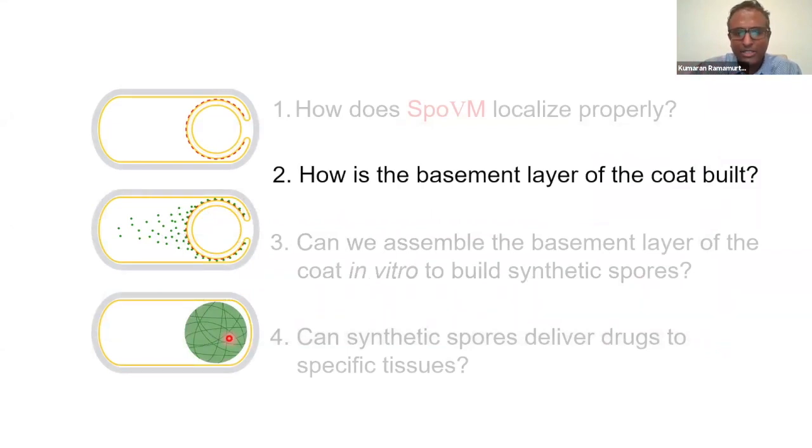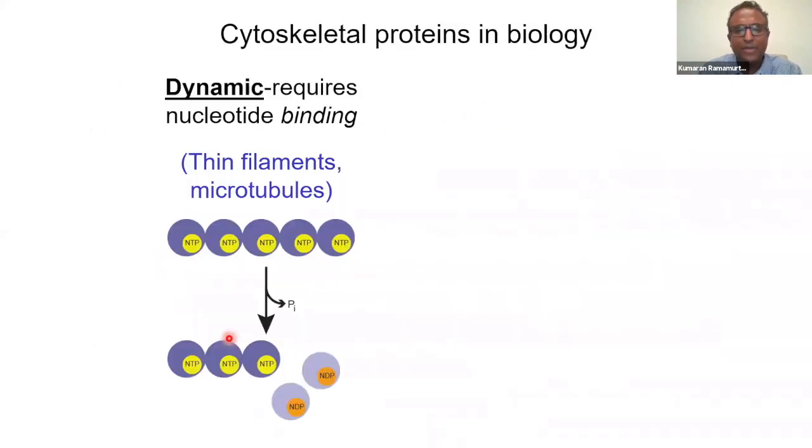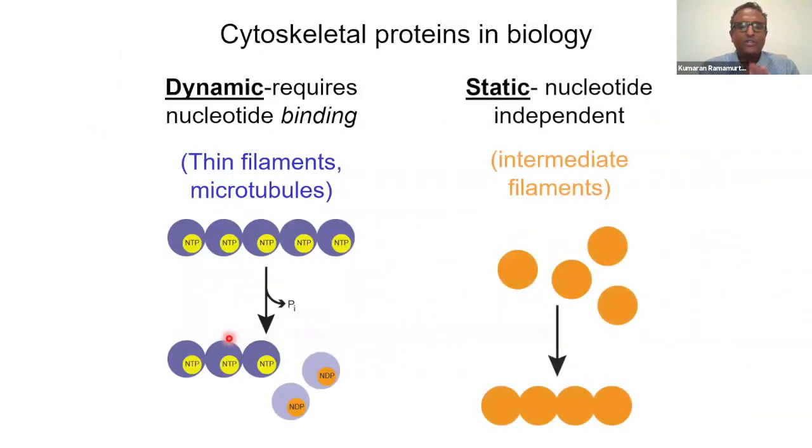Okay, so the second part of the talk I wanted to talk about was how the basement layer of the coat is built. So to do this, I wanted to briefly remind you of cytoskeletal proteins in biology. For the purposes of this talk, there are two kinds. There are the dynamic cytoskeletal proteins, things like actin and tubulin.